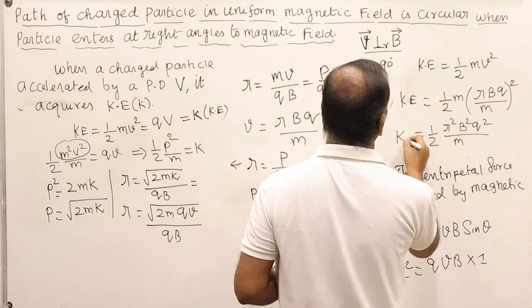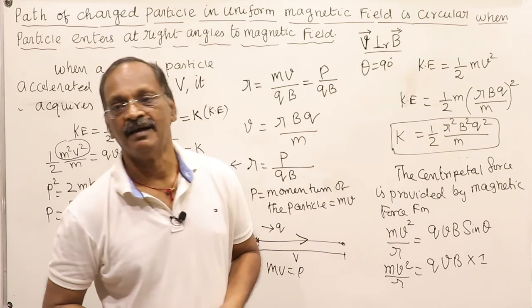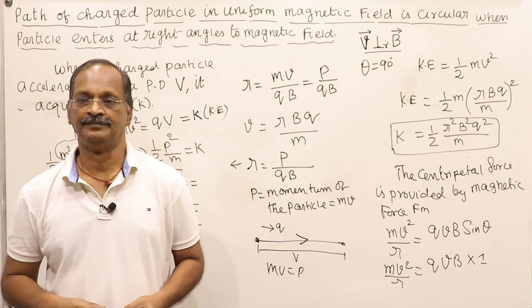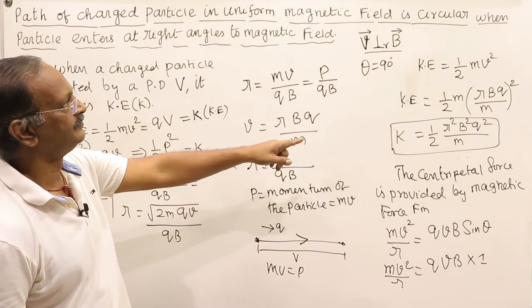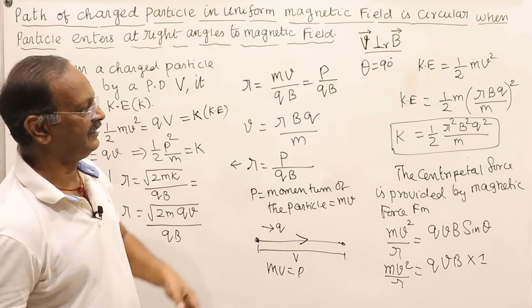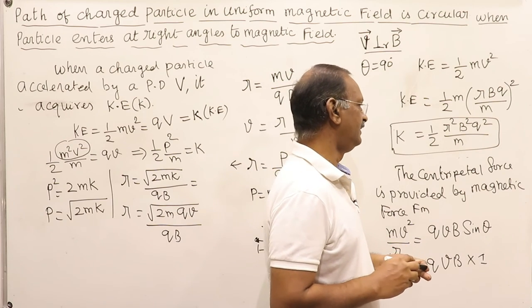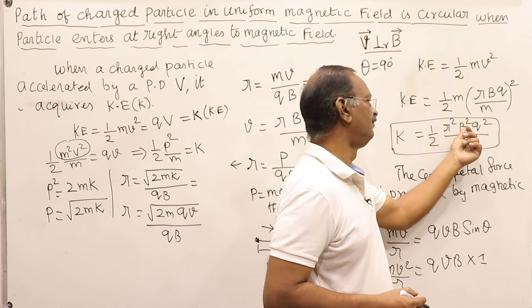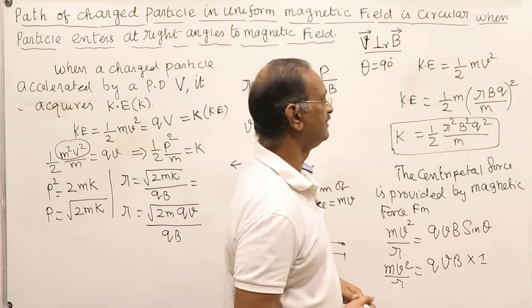This is the expression for the kinetic energy of a particle moving in a magnetic field at right angles. The kinetic energy can be given by half into r square B square q square divided by m, where r stands for the radius of the circular orbit, B stands for the magnetic field, q is the charge, and m is the mass of the charge.